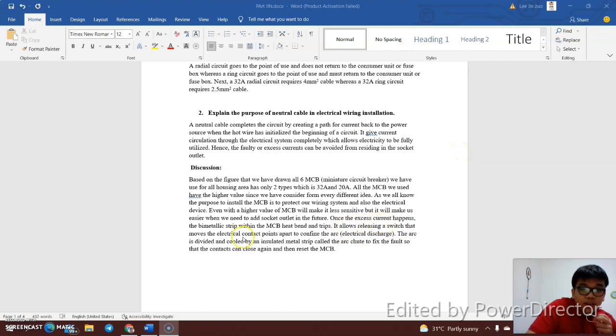Once excess current happens, this is the function of the MCB. The bimetallic strip within the MCB heats up and trips. It allows releasing a switch that moves the electrical contact points apart to confine the arc electrical discharge. The arc is divided and cooled by an insulated metal strip called the arc chute to fix the fault so that the contacts can close again and then reset the MCB.